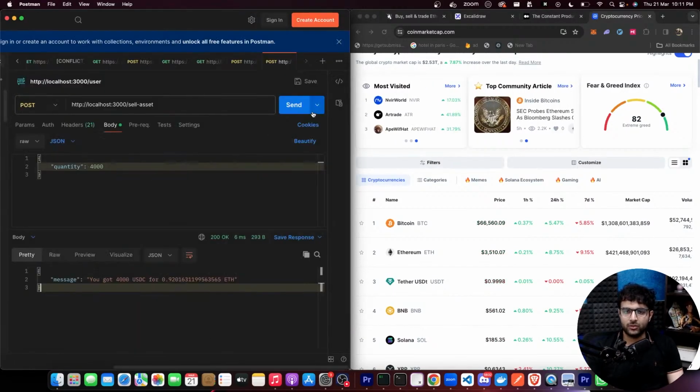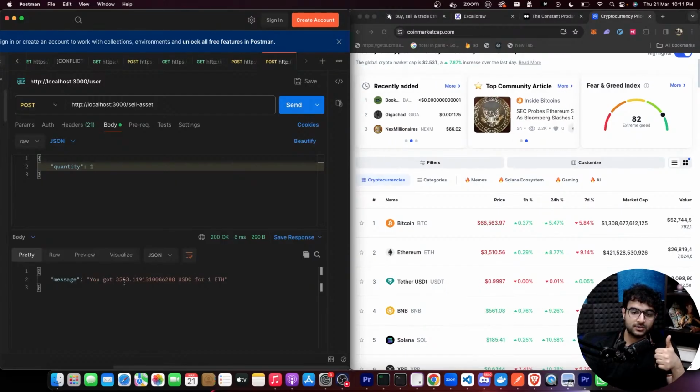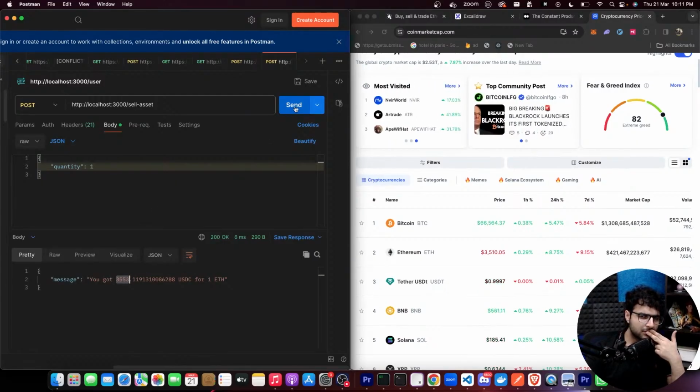All right, if I go to Postman now, if I say I want to sell 1 ETH, it says you got $3,500 for 1 ETH. Cool. Sell it again. It says, bro, you got 35.5. This amount should go down. Yeah, some bug again.